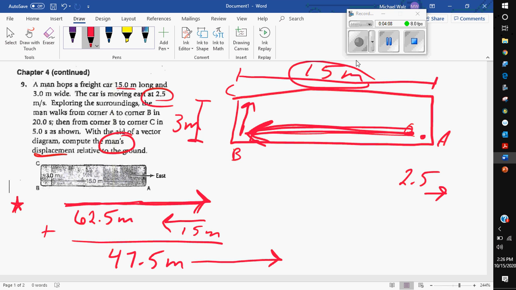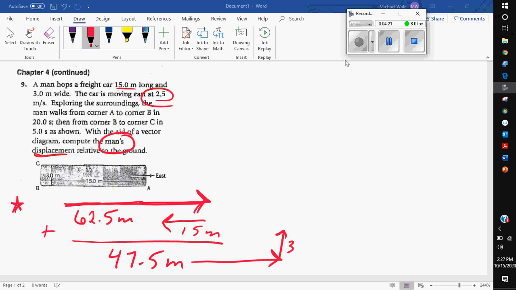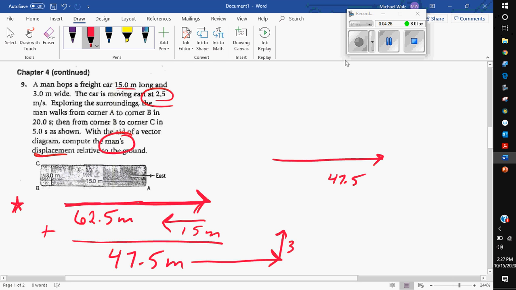Now we've got to figure out the y. All he does is go 3 meters up, right? So it's 3 meters up. I'm going to make this a little bit easier to read. My final vector triangle is 47.5 and 3 meters up. So my resultant then is going to be what?